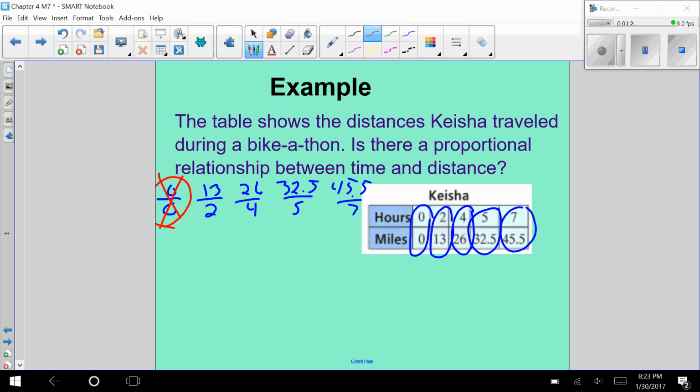When we have them set up like this, we can just divide. 13 divided by 2 is actually 6.5. 26 divided by 4 is also 6.5. 32.5 divided by 5, that's 6.5 as well. 45.5 divided by 7 is 6.5. These are all the same, which means it is indeed proportional.